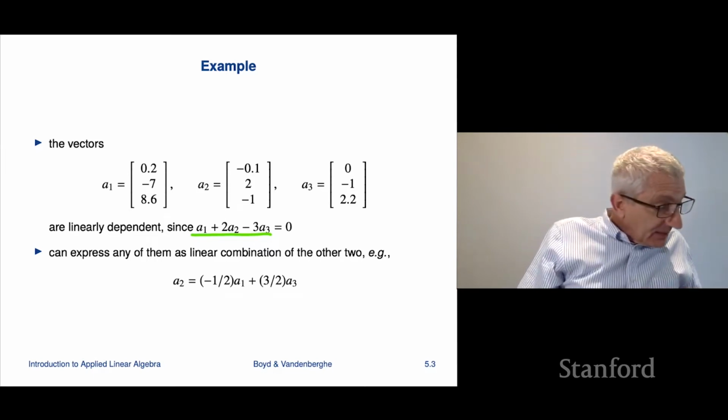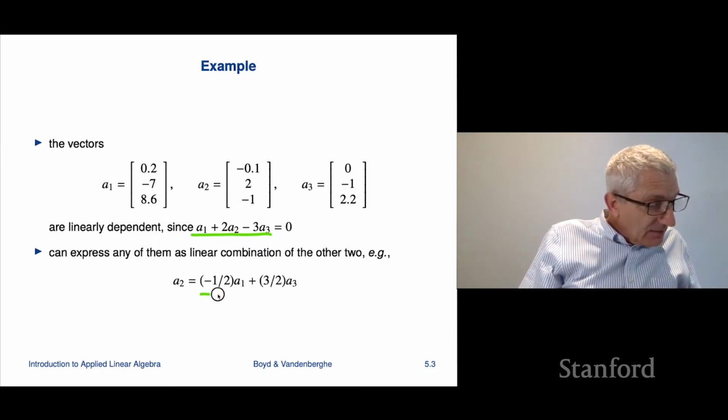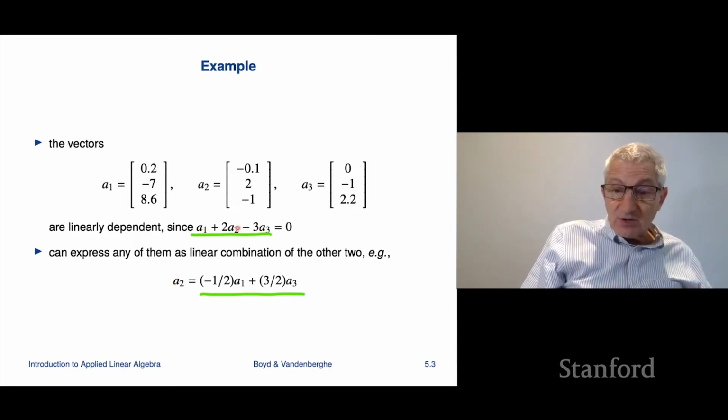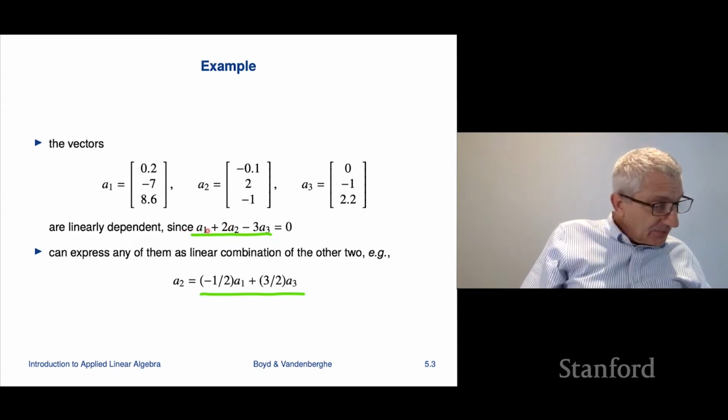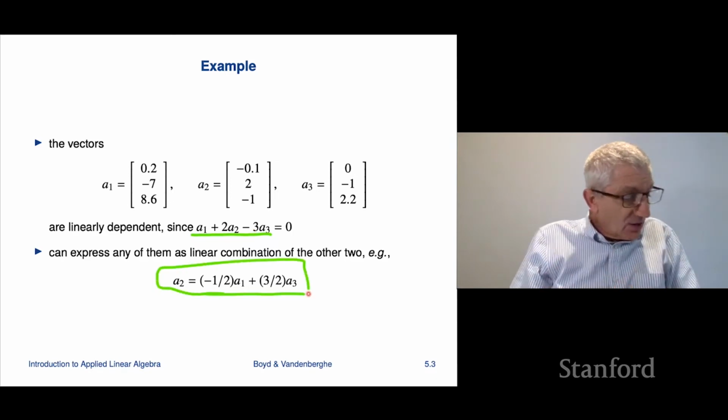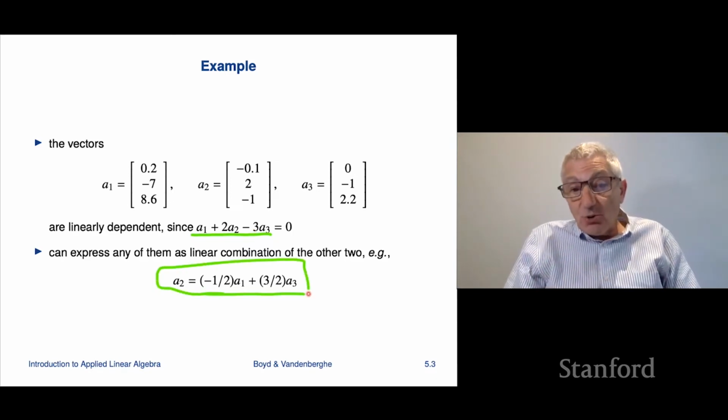So for example, let's express A2 as a linear combination of A1 and A3. Well, here, what I do is I take this equation and put A3 and A1 on the other side, and I divide by 2, and I get this expression here, right? In this case, I can also express A1 as a linear combination of A2 and A3, and I can express A3 as a linear combination of A1 and A2. Okay, so that's what it means.